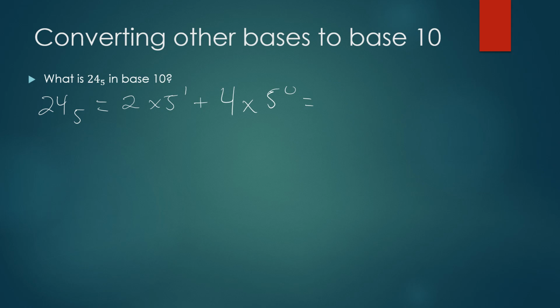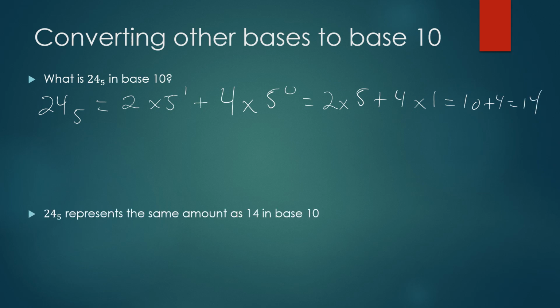This is 2 times 5, which is 10, plus 4 times, remember that any base to the 0 power is 1. So we get 10 plus 4, which is 14. 24 base 5 represents the same amount as 14 base 10.